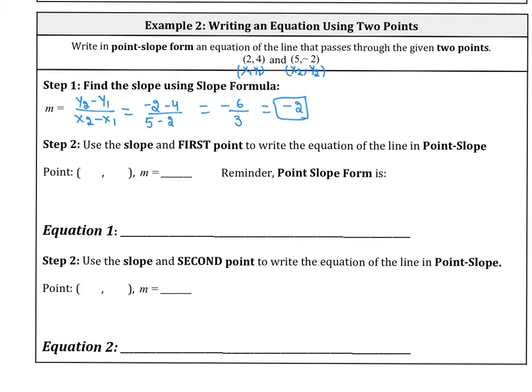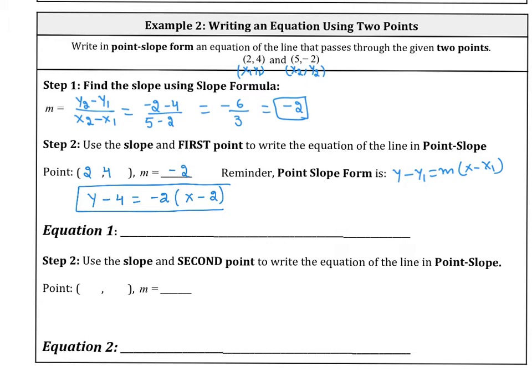Step number 2. Use the slope and first point to write an equation of the line in point slope form. The first point is x1, y1, that is (2, 4). The slope is -2. And the formula is y minus y1 equals m times x minus x1. So here we plug in y1 as 4, slope is -2, and x1 is 2. So that's your answer in point slope form of an equation.